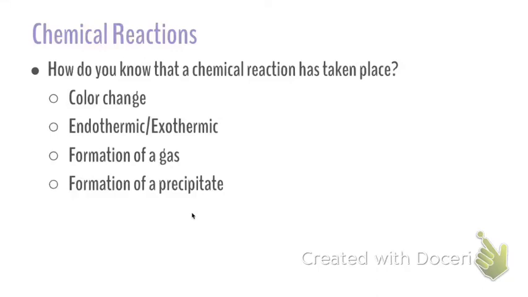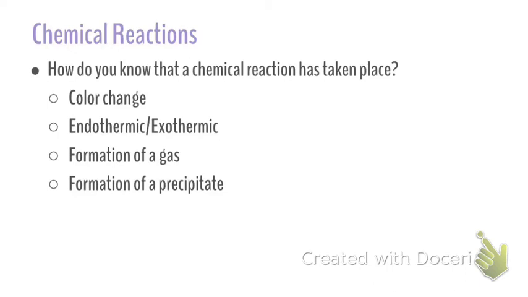So these are some chemical reaction indicators. These are some ways that we know a chemical reaction has taken place, okay? Color change is a big indicator for us. So if we mix together two clear things and we get out something that's yellow or pink or blue or whatever, that's an indicator for us that some sort of chemical reaction has taken place.